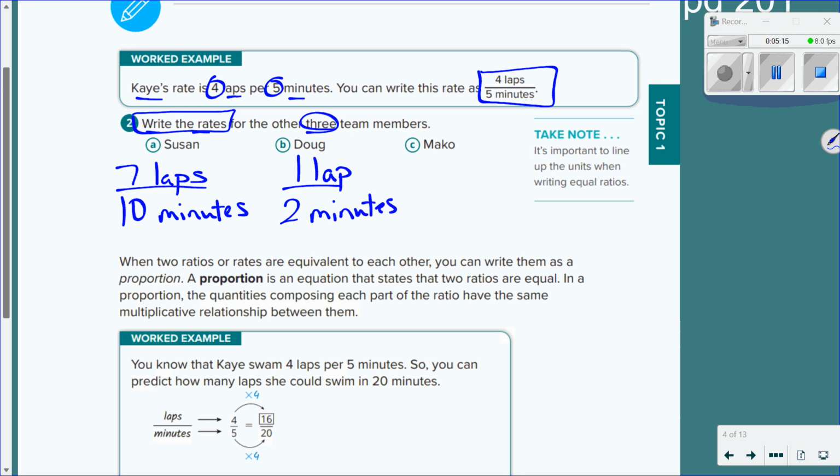And then Mako's rate was? So you answered, Samaya. 3 laps in 4 minutes.